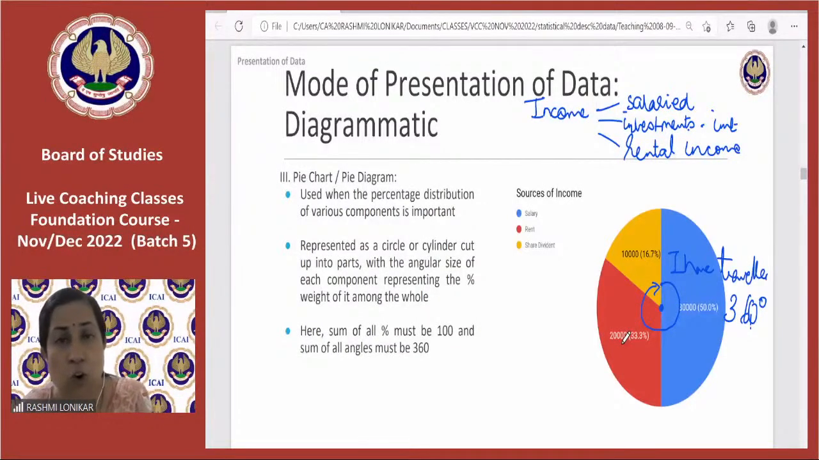And if I make it for costs, how much do I spend at home, how much do I spend on hoteling or shopping? If I present all this information in a pie chart, I can easily identify the areas where I should cut down my expenses. So that can also be done using pie charts.